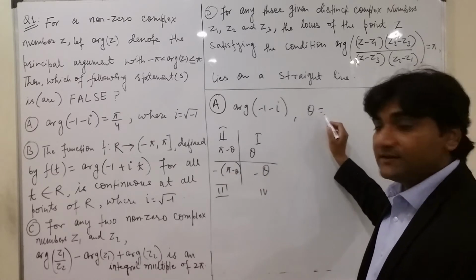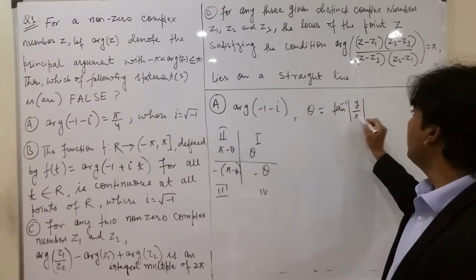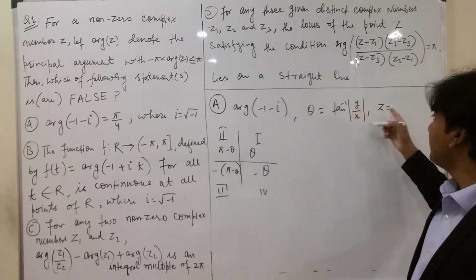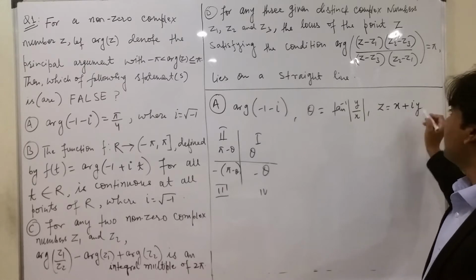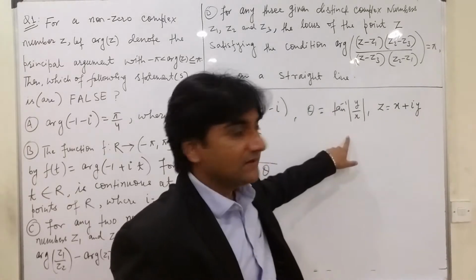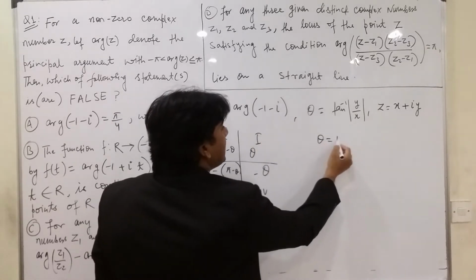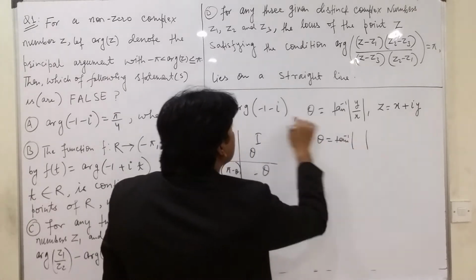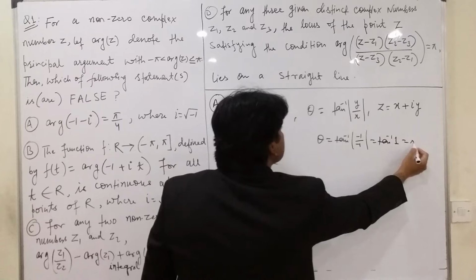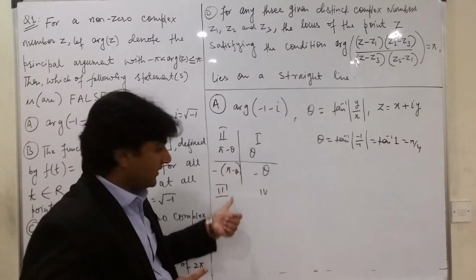And how can we find theta? Theta equals tan inverse of mod y by x, where x and y are the real and imaginary parts of the complex number z equals x plus iy. Similarly, here x is minus 1 and y is minus 1, so theta would be tan inverse of minus 1 over minus 1, which is tan inverse 1, which is pi by 4. But the argument is not pi by 4 because it lies in the third quadrant.